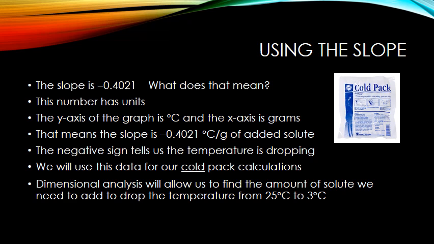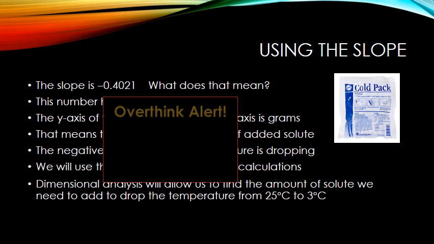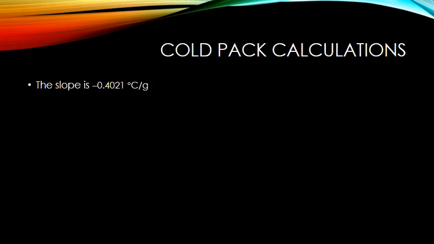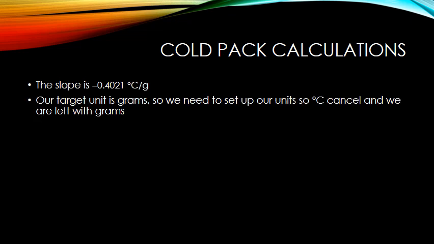Dimensional analysis will now allow us to find the amount of solute we need to drop the temperature from 25 degrees to 3 degrees. Now, the hot and cold packs are both 100 grams. The amount of water that we used to gather our data was 100 grams. This slope will work, no further corrections. The slope is negative 0.4021 degrees C per gram. Our target unit is grams, so we need to set up our units so that degrees C cancel and we are left with grams.